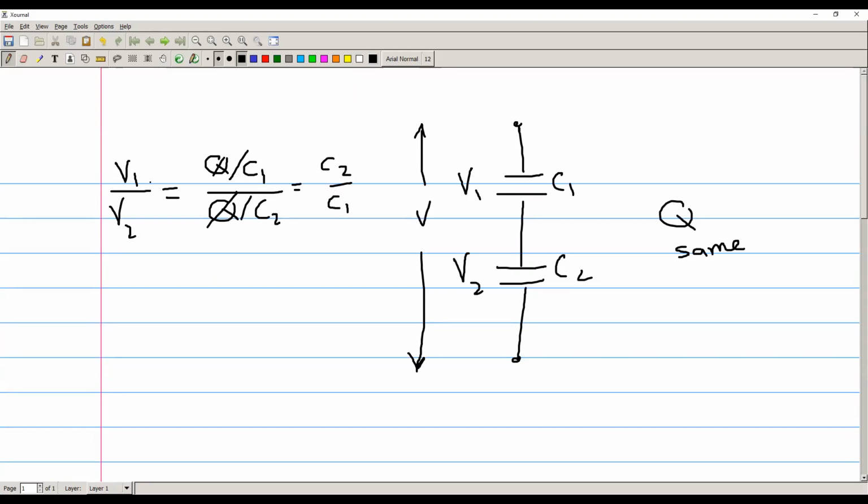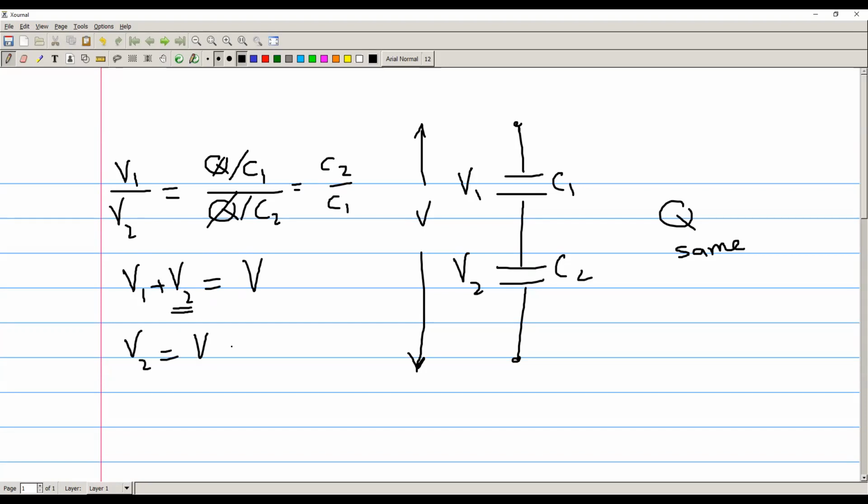So if you know that V1 and V2 have a relationship like this, then you know that V1 plus V2 equals V, the total V. If you replace V2, for example, using this equation, V2 is equal to what?